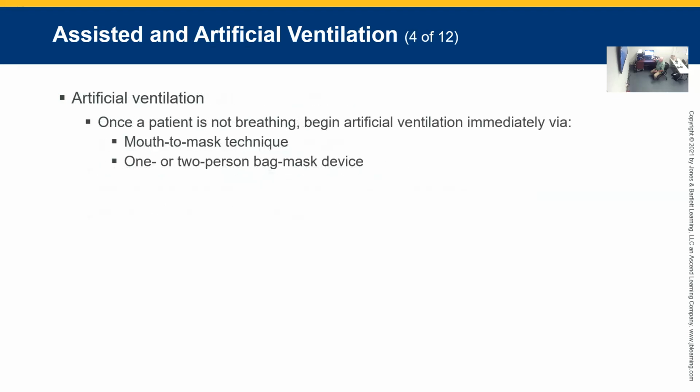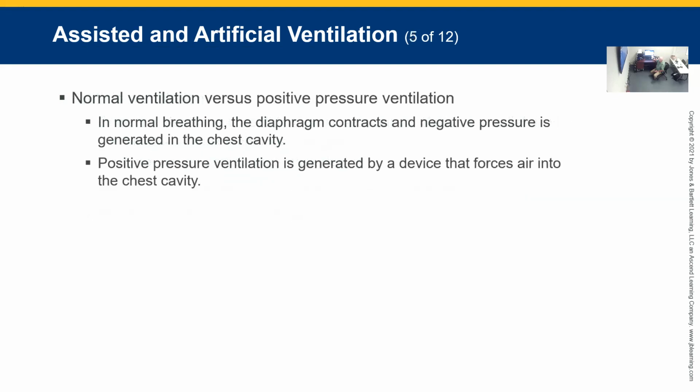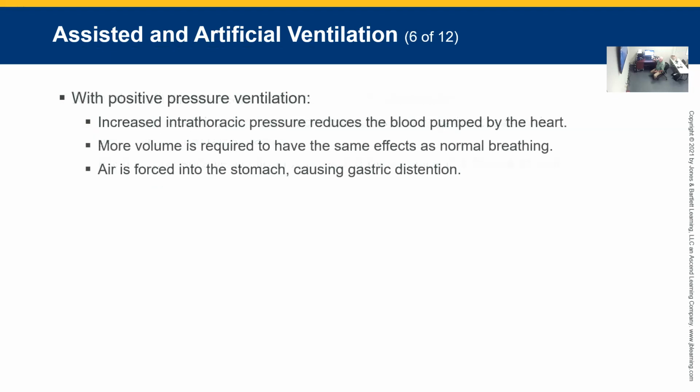So there's the mouth to mask, and we won't use that too much, but the 1 to 2 person bag mask device is what we actually will end up using. You're actually better off with two people, but you can do it with one. It just takes a good bit of practice. Anyway, positive pressure ventilation is with a bag valve mask or with a ventilator or something like that. That's what it is.